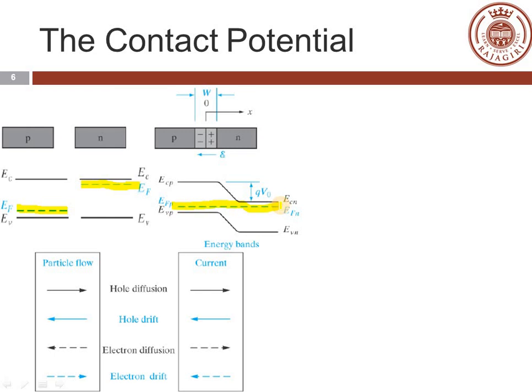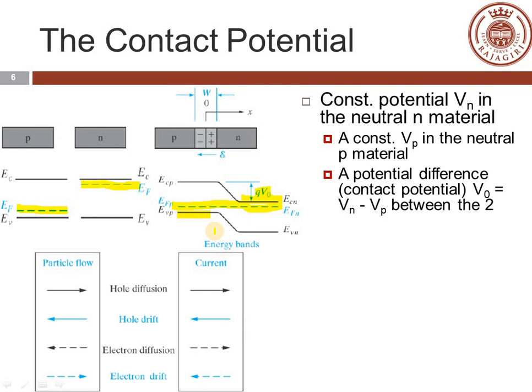But for P-type material, this Fermi level should be near to the valence band, and for N-type material, this Fermi level should be near to the conduction band. So we will be having a shift in the conduction band and valence band of the N region downwards. That shift will be equal to qV0. The difference between the P side conduction band and N side conduction band will be qV0. Similarly, the difference between the P side valence band and N side valence band will also be qV0.